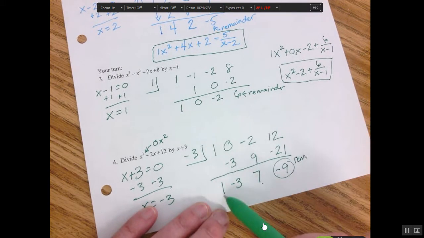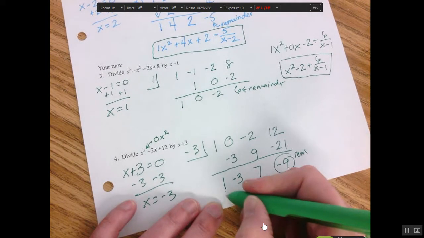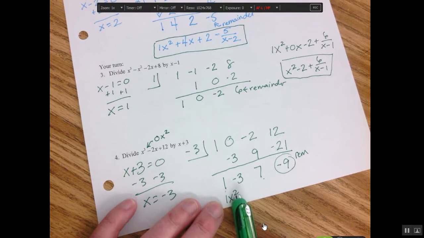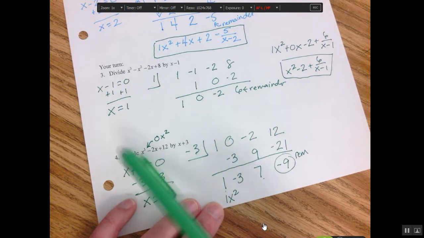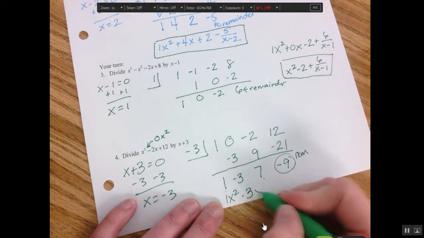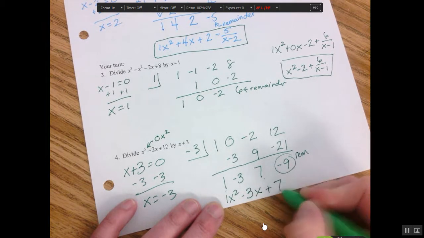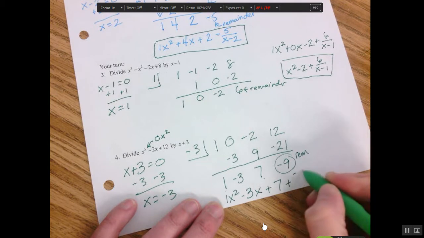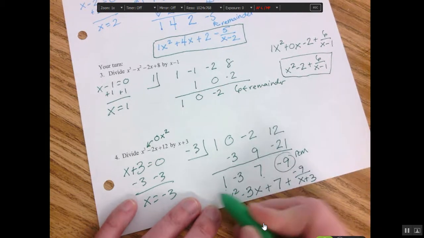So this is going to be 1x to the what? Second. You know what? All of our examples seem to start with x cubed, and so they all became x squared. But remember, if it doesn't start with x cubed, just take 1 degree off of what it starts with. So 1x squared minus 3x plus 7. And then you can either write minus your fraction, or you can write plus negative fraction. Like that. That was good.